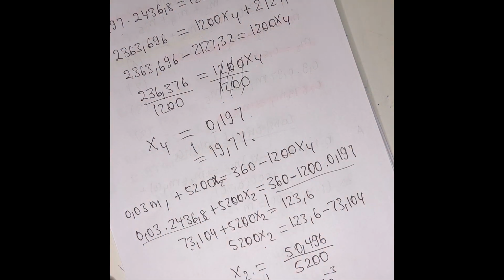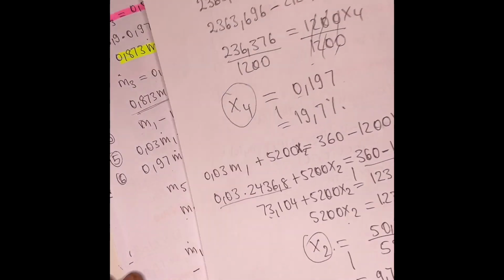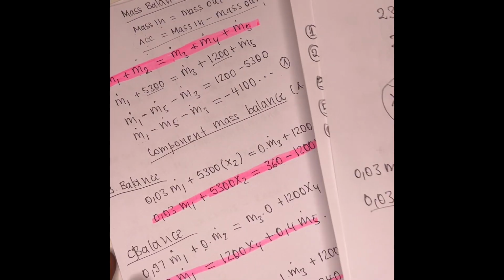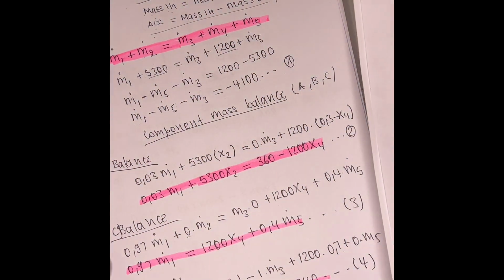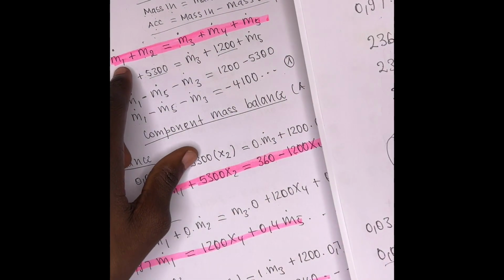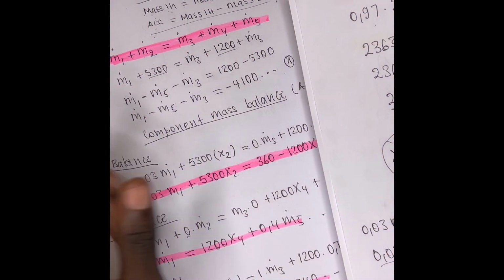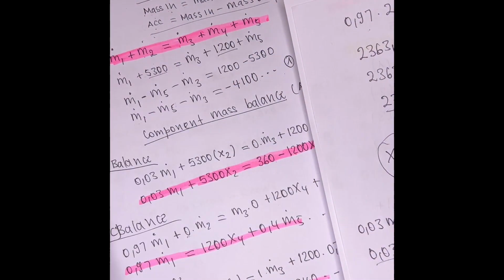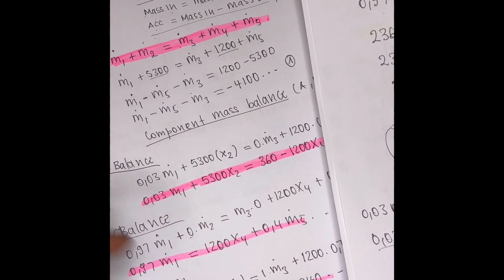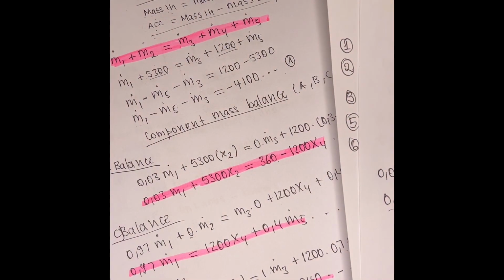Now we have everything. So this is x2, this is x4. Now, this is something you will do on your own. If you want to verify it, plug the value of M1 here, plug the value of M2, and plug in the numbers you find. If they don't balance, then it means it's wrong. But the way we are doing it, if it balances, it's going to give you exactly the same answer.